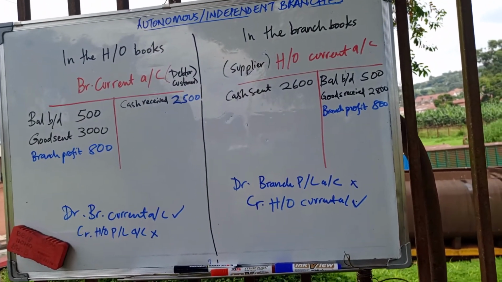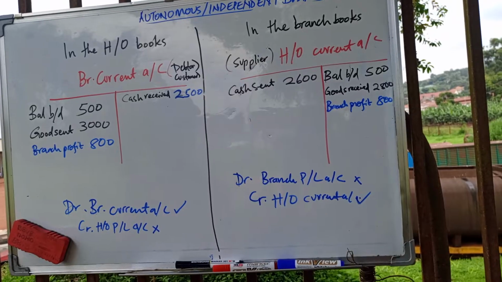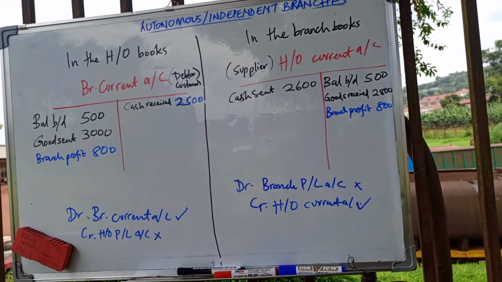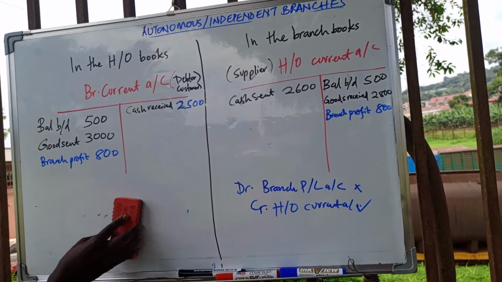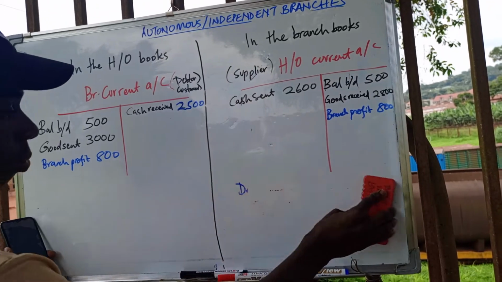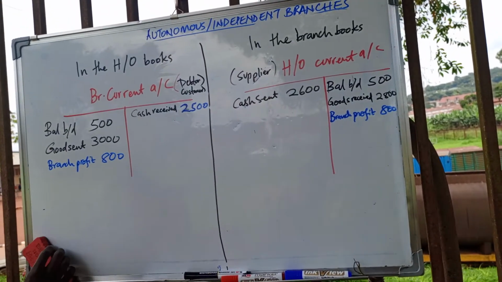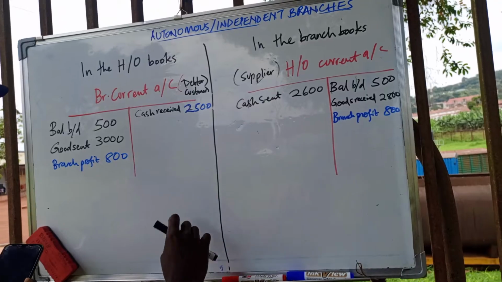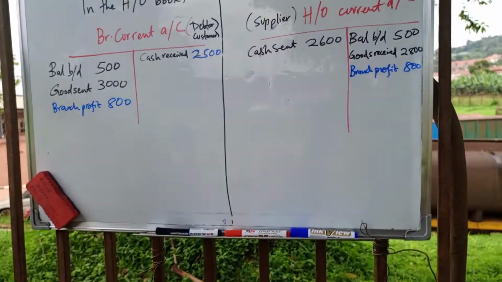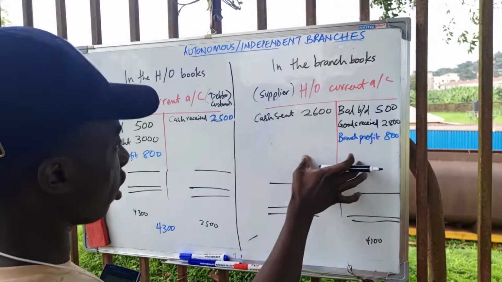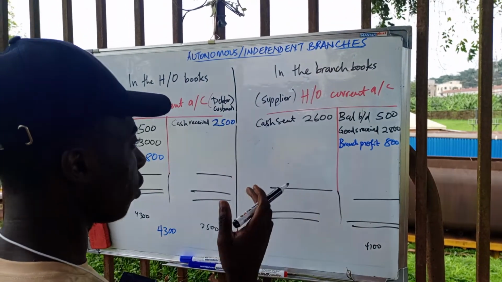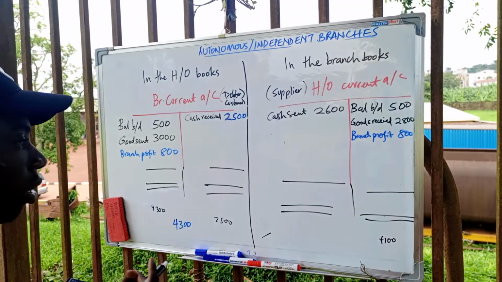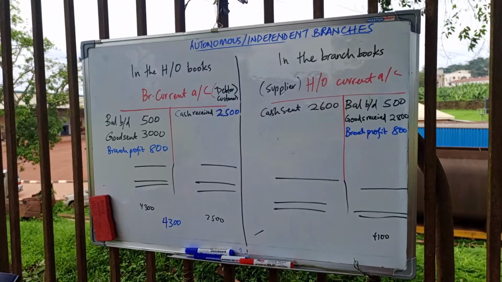At the end of the day, you are supposed to balance off these accounts and see if the closing balances are the same. If they are not the same, it means you have to understand that there are some items in transit. So you pass the entry for items in transit to reconcile, because they must be the same.